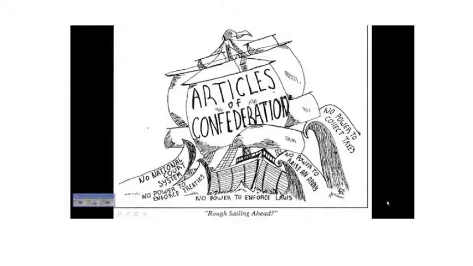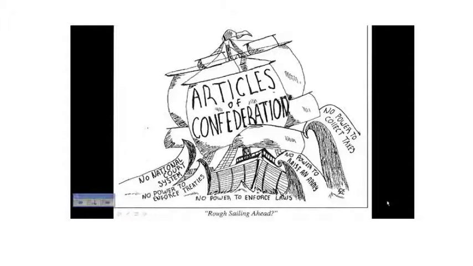Now, if we look at this cartoon, and the EOC is very big on using political cartoons like this, we would have to interpret it. We would see the Articles of Confederation and we would say to ourselves, what is this supposed to be? What is this boat supposed to be? Why is the Articles of Confederation set up as a sail? And we would want to come to the conclusion that the boat is really the country. The boat itself is the United States.